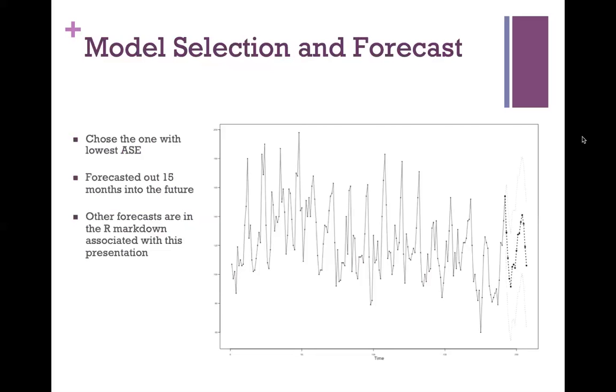if you check the R Markdown code, I have forecasts for all of the models with all the results 15 months out into the future, so out to 1999. I just didn't include it here for time's sake. So again, I chose the one with the lowest ASE, which is the ARMA model. I forecasted out 15 months into the future, and this is what it looks like. The pattern definitely seems consistent, and those are the prediction limits that are in the dashed lines.